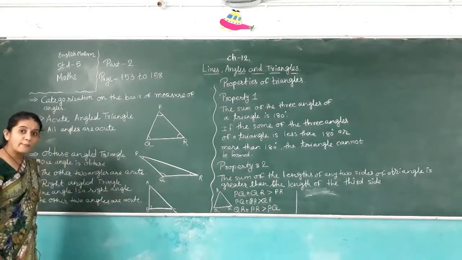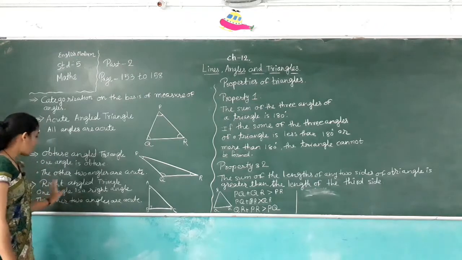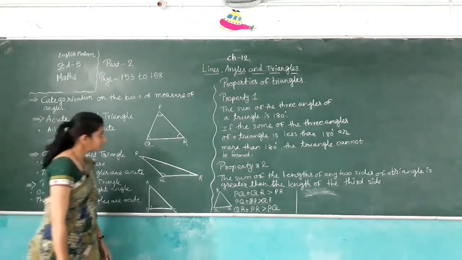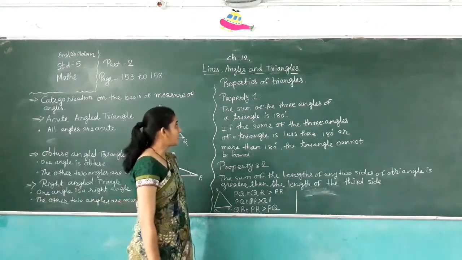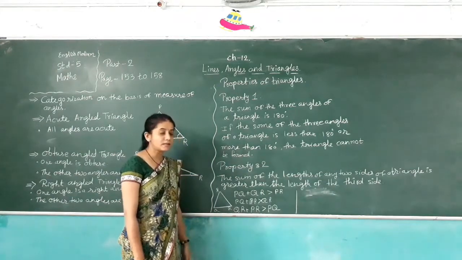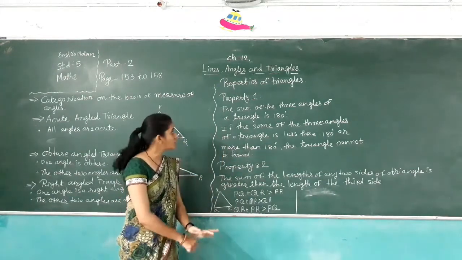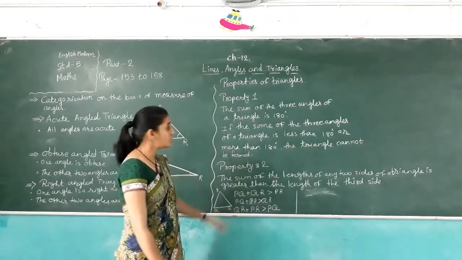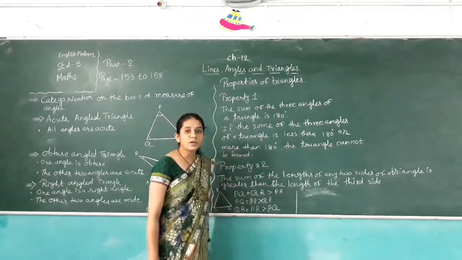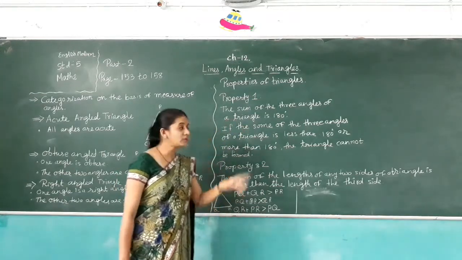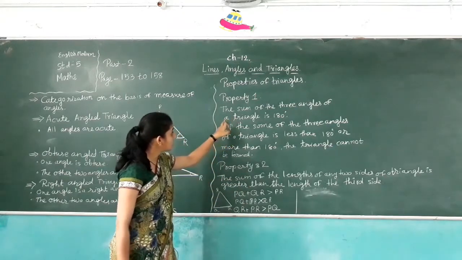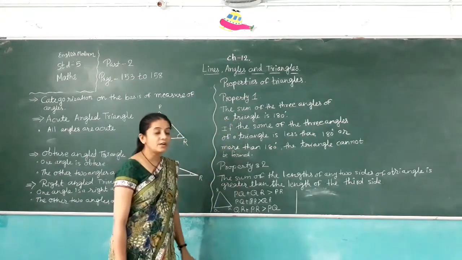This type of triangle you call a right angle triangle. Now, properties of triangles: property 1 and property 2. The sum of the three angles of a triangle is 180 degrees.